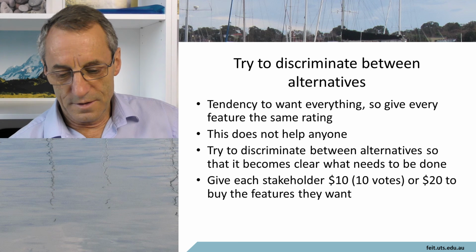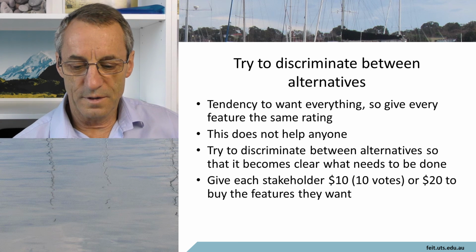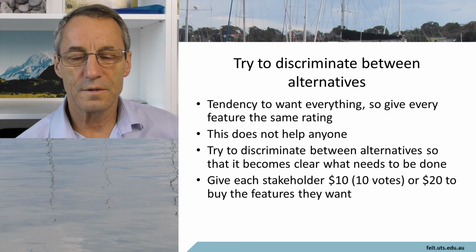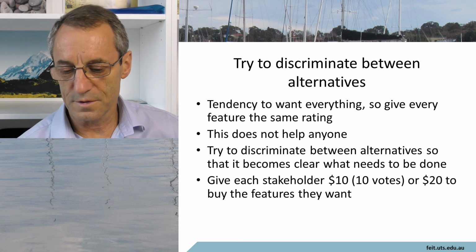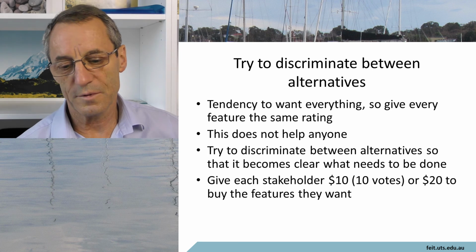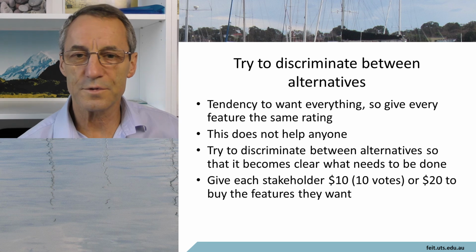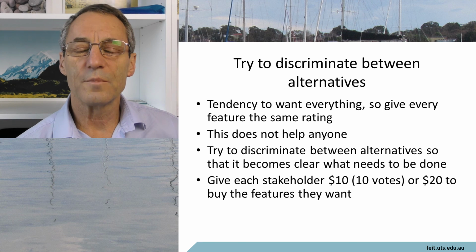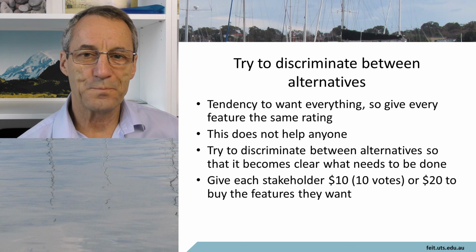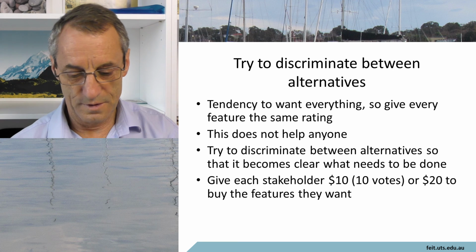As I said, the tendency is to try to want everything, so give every feature the same rating, and this doesn't help at all. So in this case, we've got 6 of them. You've got maybe $10. I can put $2 across 4 of them, and $1 across the other 2. Not going to help anybody, and in that case that person just basically won't count.